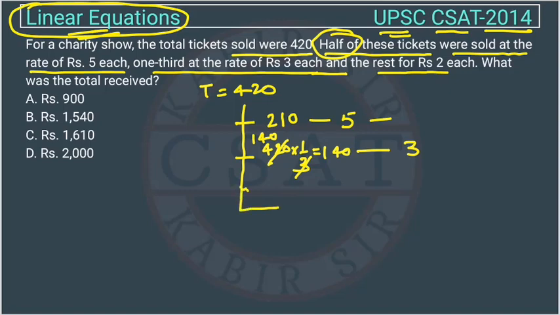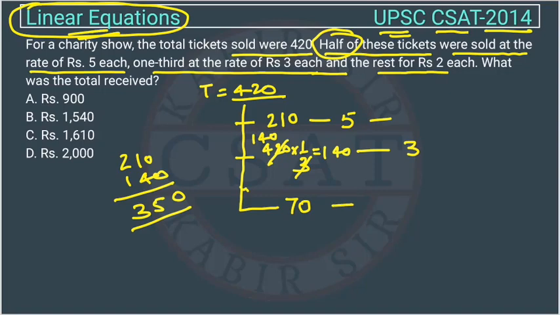And the rest is how much? Rest is 210, 140. We will add them, and we will deduct this 350 from 420. So it will be 70. So 70 tickets are sold at the rate of 2 each.